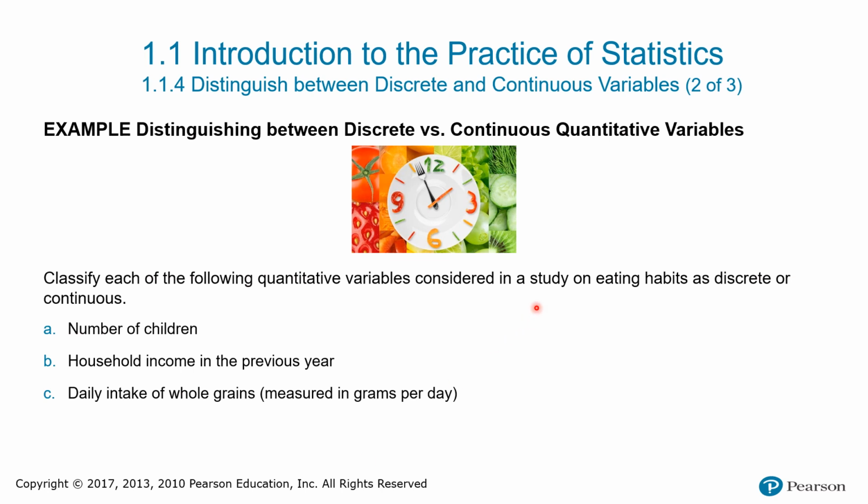Now it's time for you to practice applying what we've just learned about discrete and continuous variables. Classify each of the following quantitative variables considered in a study on eating habits as discrete or continuous. Remember, when we're talking about discrete and continuous data, we are only talking about quantitative variables, numbers that have meaning when we perform operations. Pause the video now and classify each of these as either discrete or continuous, then unpause to see the answers.